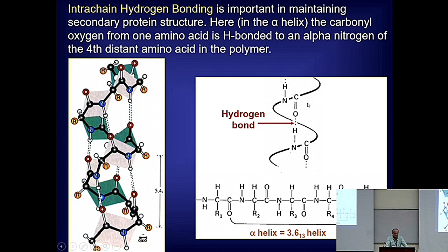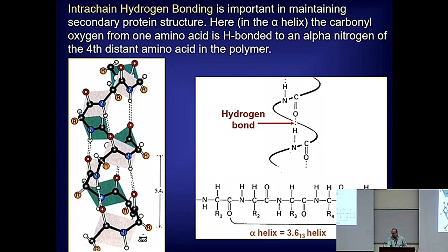Okay? So, in principle, every peptide bond in an alpha helical structure is engaged in hydrogen bonding with another peptide bond in that polypeptide 4 residues away. Okay? And this is kind of demonstrated here. Without getting into all the details, here's one peptide bond interacting with another 4 residues away. Here's another one. Here's another one. Here's another one, and so on. Okay?